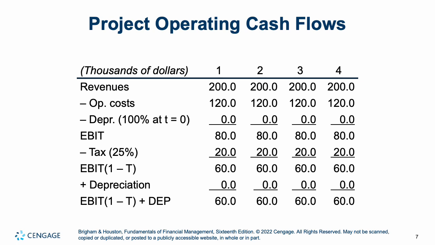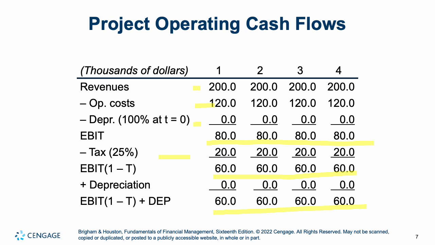So number one, our revenues from this project for the 4 years are going to be $200,000, costs $120,000. We're not depreciating anything in any of the 4 years because we're doing it all up front. Earnings before interest and taxes are right here. Tax is 25%. Here's earnings before interest and taxes with taxes taken out. So that's after-tax earnings. And no depreciation. So for the 4 years, we have cash flows positive $60,000 for each of those 4 years.